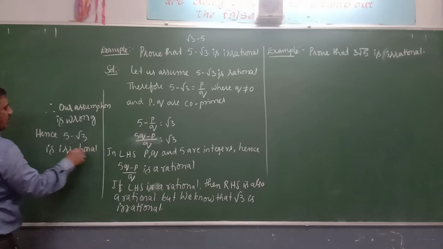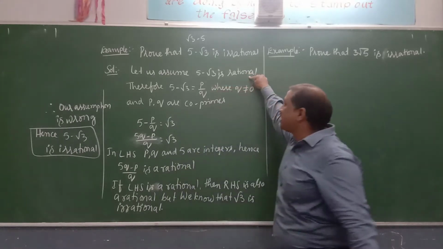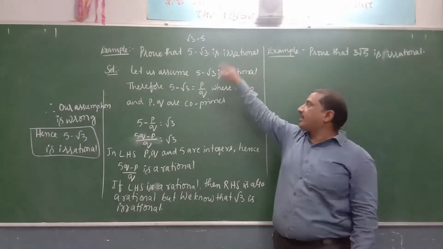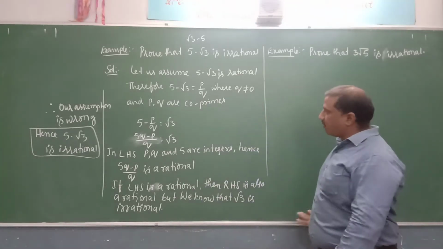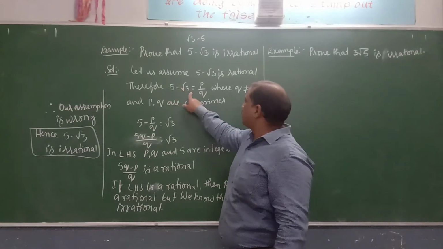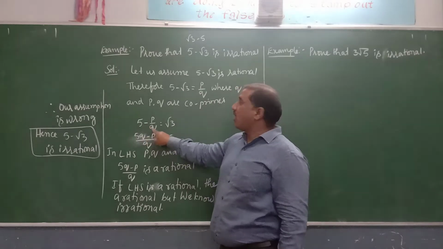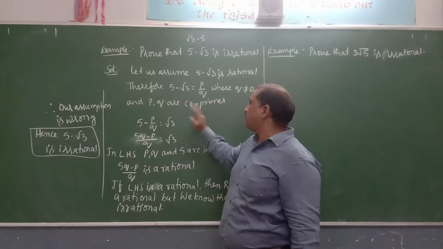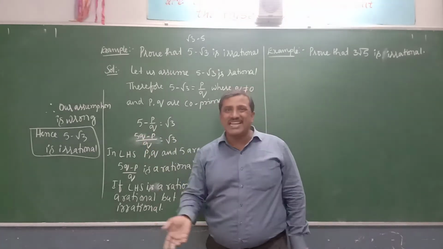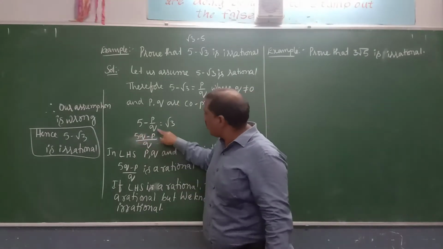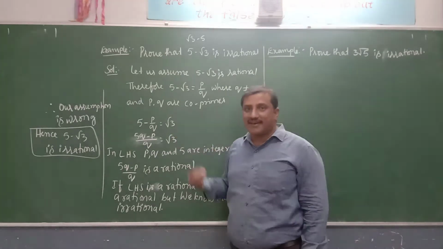So here what we are doing? We are assuming 5 minus root 3 is a rational number. If it is a rational number, we can write it in the form of p by q, where q is not equal to 0 and p, q are co-primes. From 5 minus root 3 is equal to p by q, transpose p by q to the LHS, so we get minus p by q, and minus root 3 from the LHS goes to the RHS as plus root 3. Now observe the left hand side: we have 5, q and p, all are integers. Therefore (5q minus p) by q is a rational number.